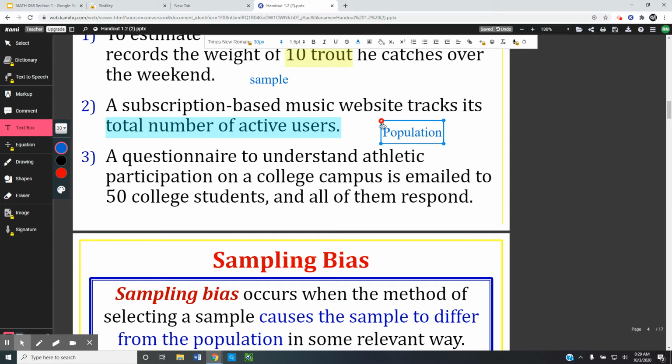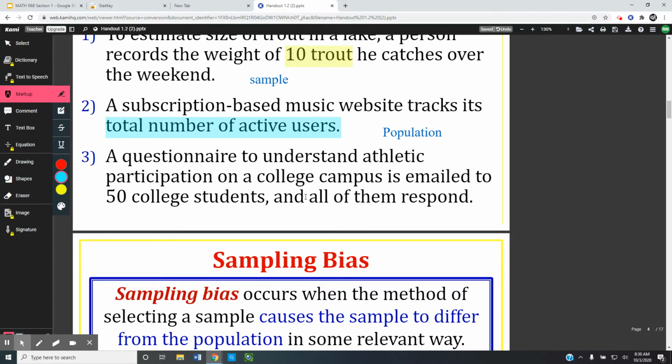A questionnaire to understand athletic participation on a college campus is emailed to 50 college students, and all of them respond. Now this one can get a little tricky for students. First of all, notice it's got this phrase, all of them respond. So a lot of students like to jump on that and say this is a population, but it's not a population. Remember, it's on a college campus, and we emailed it to 50 people. And because we sent it to 50 people, that is a sample. Just because all of them responded, that's just a fact about the 50 that are on the college campus. So this is going to be a sampling.